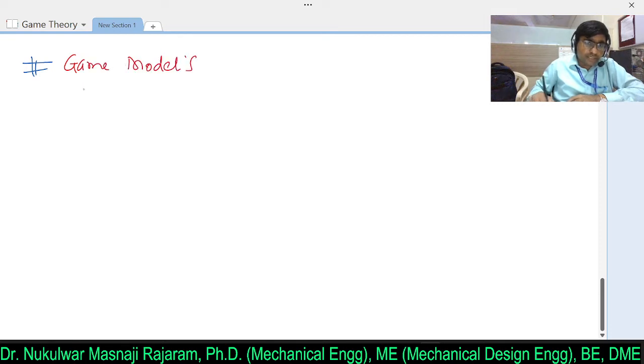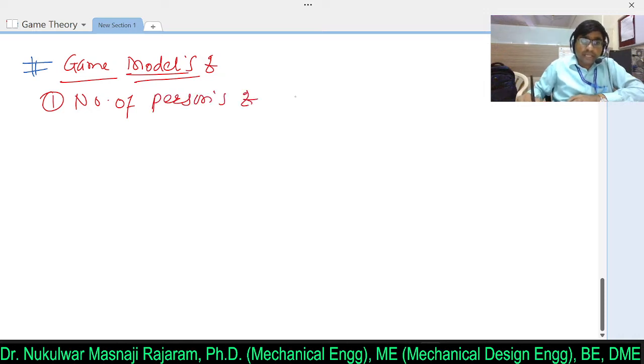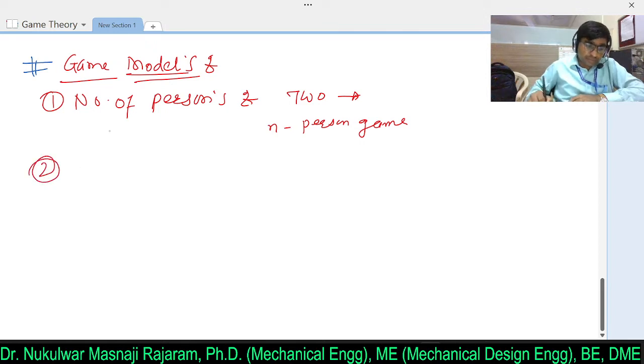What are the possible game models? Clear. First, it depends upon the number of persons, as we explained earlier. If two persons are playing, it is called a two-person game, and if the number of persons is more than two, it is called an n-person game. Clear. So it depends upon how many participants there are.